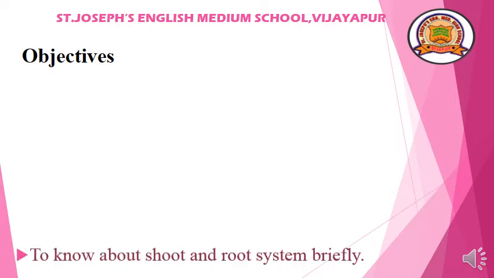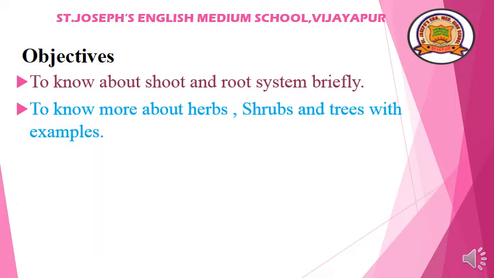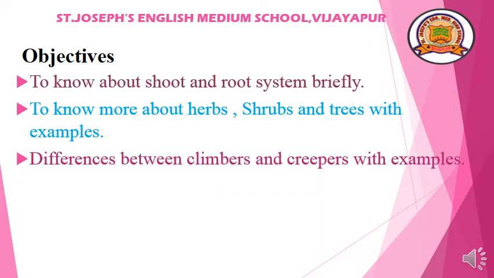Objectives of today's class are to know about shoot and root system briefly, to know more about herbs, shrubs and trees with examples, and differences between climbers and creepers with examples. Next, we are going to understand the important functions of stem. Let us discuss one by one.